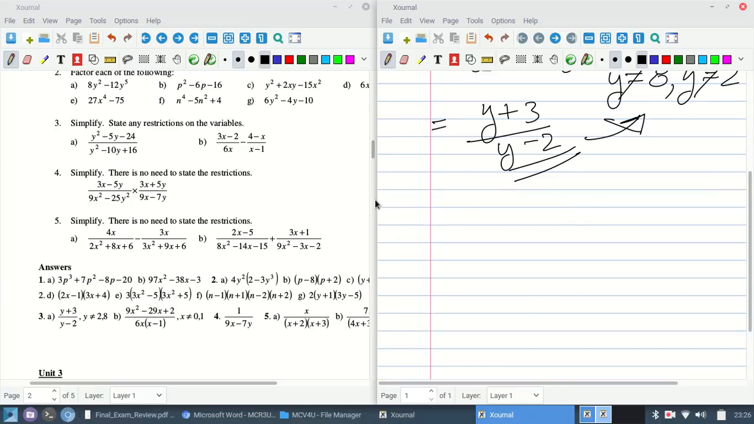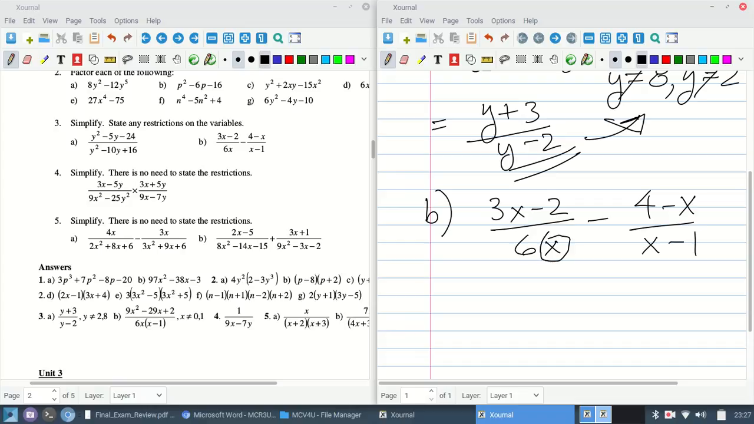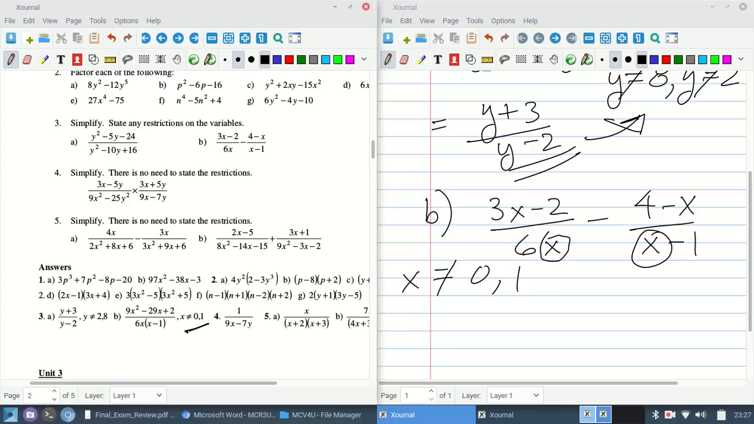Now let's do part B of number 3. 3x minus 2 over 6x minus 4 minus x over x minus 1. Cool. So again, you can't divide by 0. If I plug in 0 here, I will get 0 on the bottom. And if I plug in 1 here, I'll get 0 on the bottom. So I say x doesn't equal 0, doesn't equal 1. That's what we have here.